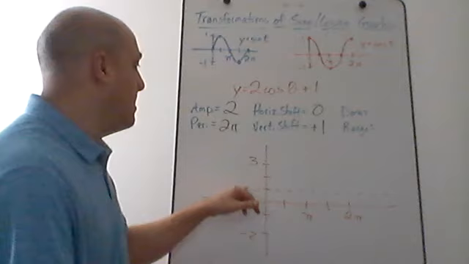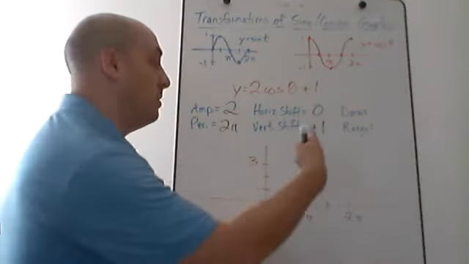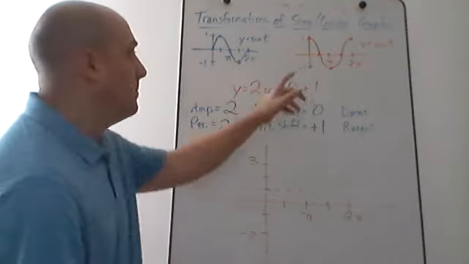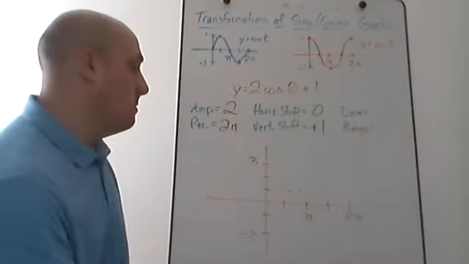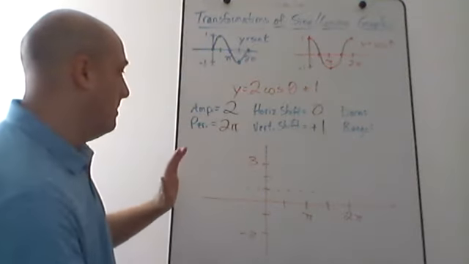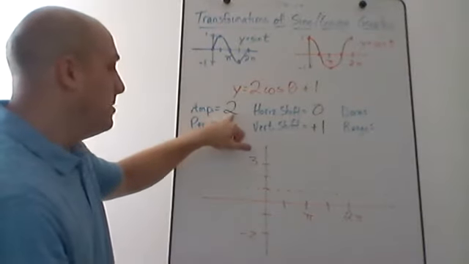Whatever your period is, 2 pi, from your starting point add that, so 0 plus 2 pi takes me to 2 pi, and then cut that into 4 equal pieces, right? That gives us where we're going to put all our points. So I don't have a horizontal shift, I'm not moving left or right. I have a period of 2 pi. I have that taken care of. My amplitude is 2.